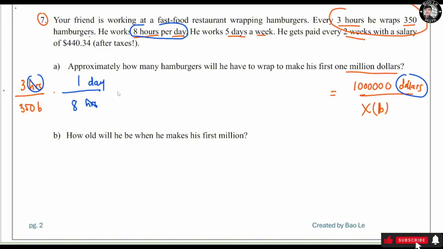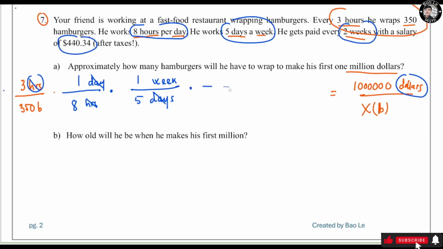Now we use the second conversion factor right here. We don't need day, so we put day on the bottom and week on the top. So we have 5 days per 1 week. This cancels out. Now next, we don't need week, we need dollars. So we have 2 weeks with this amount. We multiply by, we put week here so that this cancels out, and we put dollars on the top. So we have 440.34 over 2 weeks. Good with this.